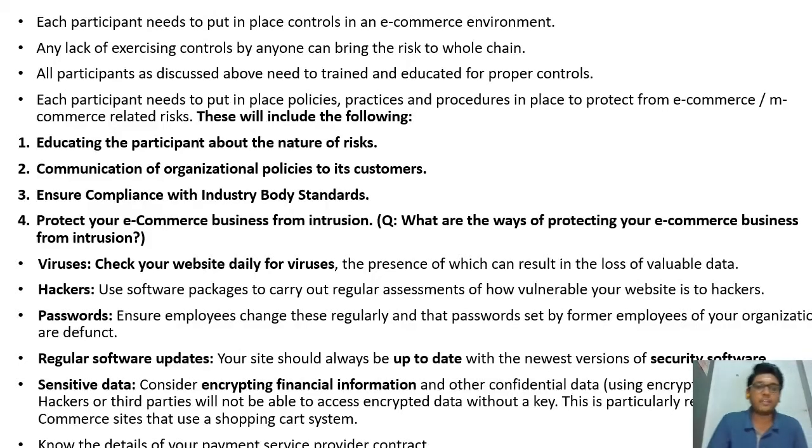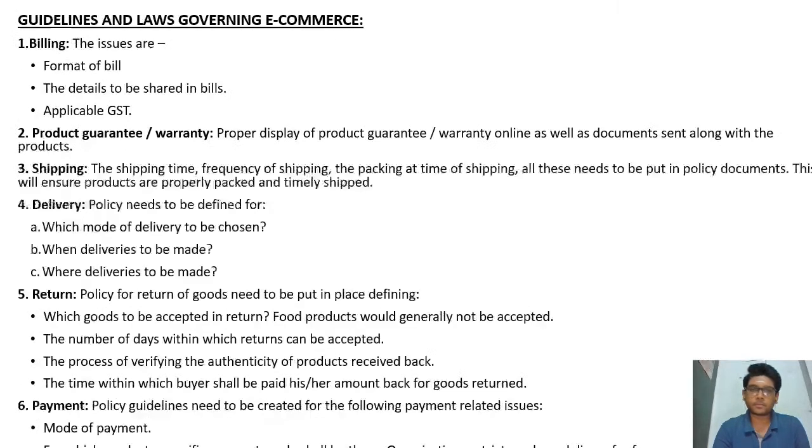Next is sensitive data. Consider encrypting financial information and other confidential data using encryption software. Hackers or third parties will not be able to access encrypted data without a key. This is particularly relevant for any e-commerce site that uses a shopping cart system. Finally, know the details of your payment service provider. So these are the 6 points which will protect your e-commerce business from intrusion.